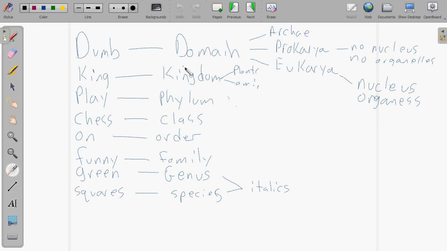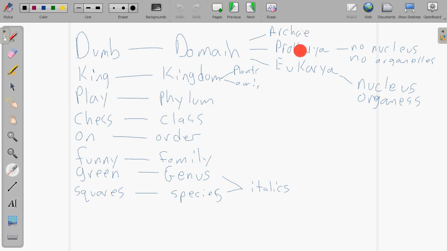Okay? Your domains are going to be archaea, prokaryote, and eukaryote. Archaea are the ancient, they're kind of like prokaryotes, but they're not exactly prokaryotes. We think they are descended from some of the first things ever, and they're still pretty simple.